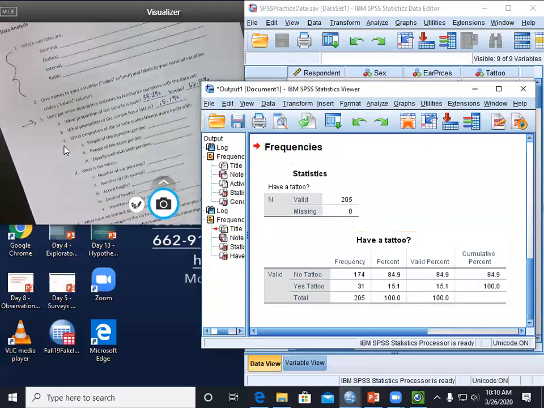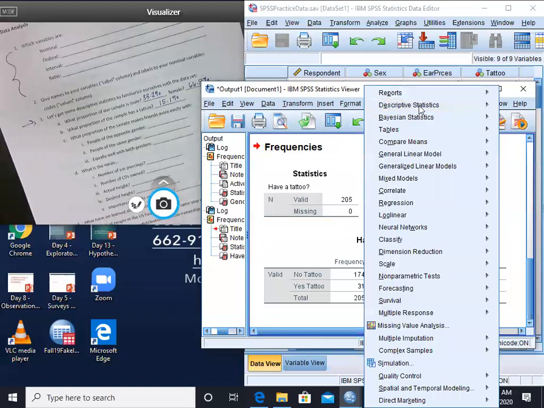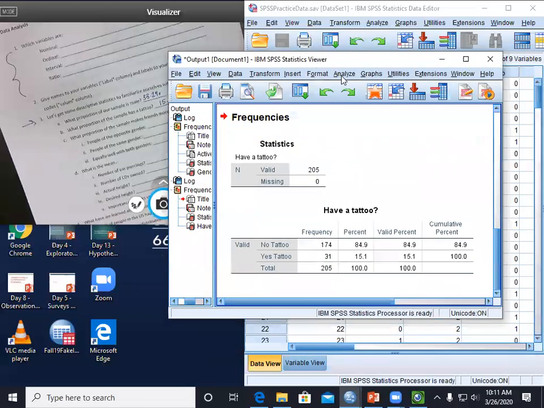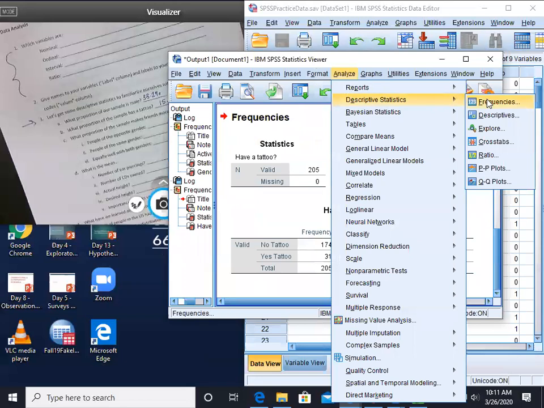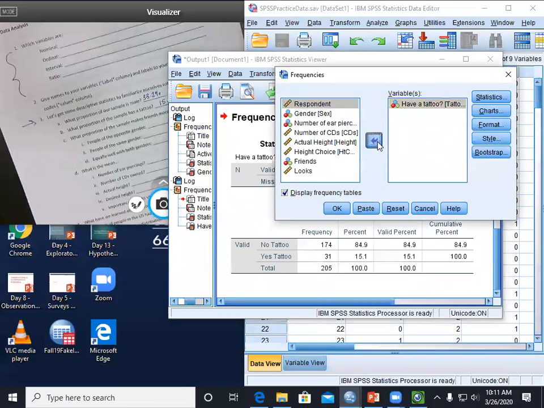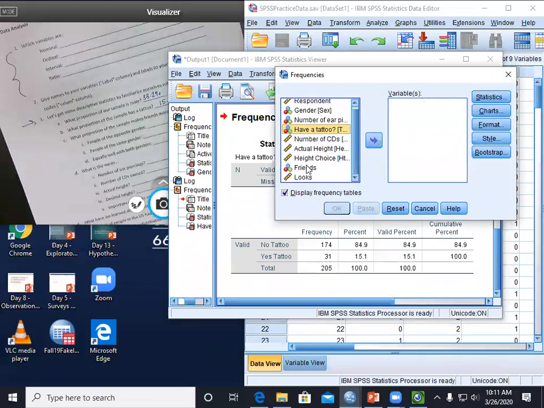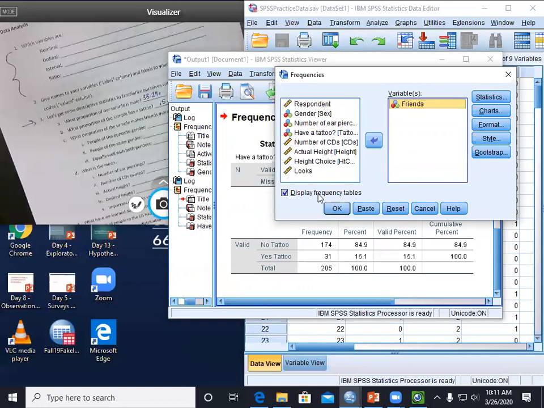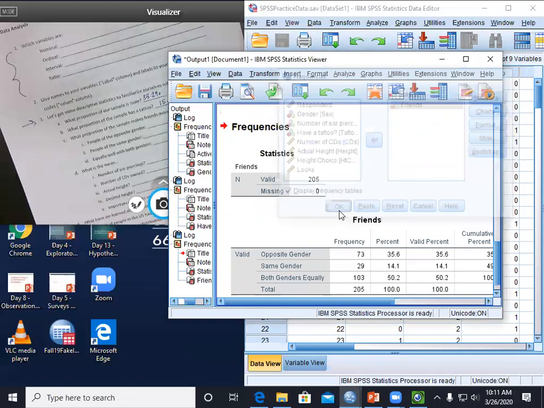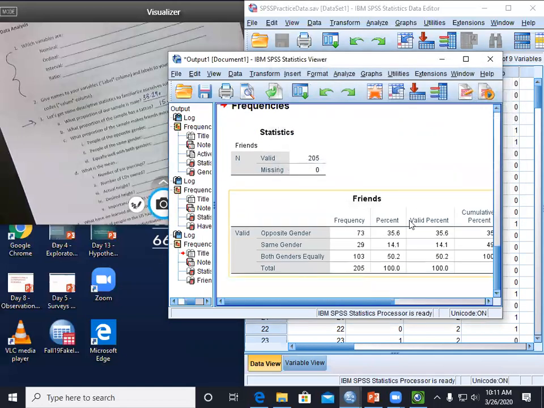Okay, the next question asks us, what proportion of the sample makes friends more easily with the opposite gender, the same gender, or equally well with both genders? We're going to go back to Analyze, Descriptive Statistics, Frequencies. We're no longer interested in tattoos. Now we're interested in the results of this friends variable. So we're going to move friends over. Display frequency tables is checked. We click OK.